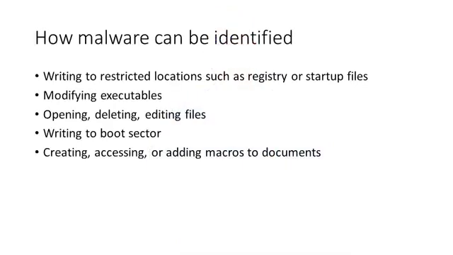Malware can be identified a few different ways. So the first way is writing to restricted locations such as registry files or startup files, modifying executables, opening, deleting and editing files, and also writing to the boot sector. And lastly, creating, accessing, and adding macros is the last identification item. And macros are such a problem for security and the viruses that go through macros that Microsoft has actually sort of locked those down.